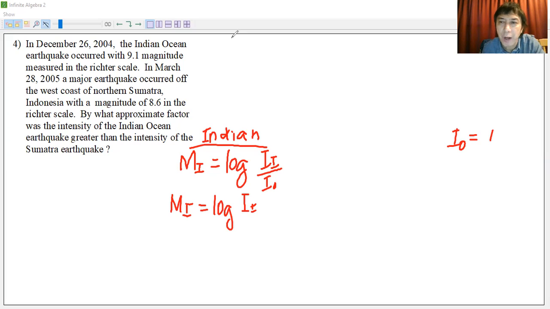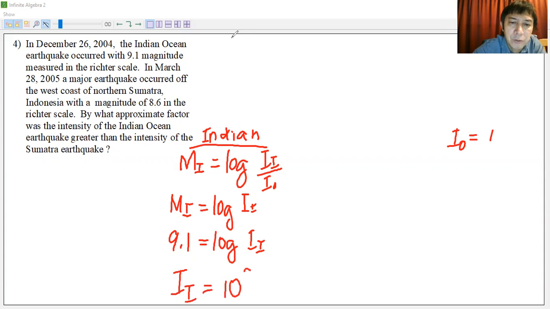Now, direct substitution. Our given is 9.1 magnitude. That goes to our MI. So that is 9.1 is equal to log II. Again, this is base 10. We can solve for II just doing the exponential form. 10 raised to 9.1 is II. So we have here II is equivalent to 10 raised to 9.1. And there we have the intensity of the Indian Ocean earthquake.